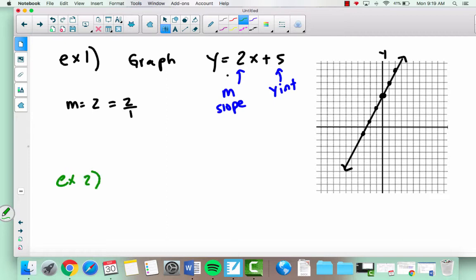The second example would be if I give you something like this. Let's say y minus 5 is equal to negative 3 times x plus 1.